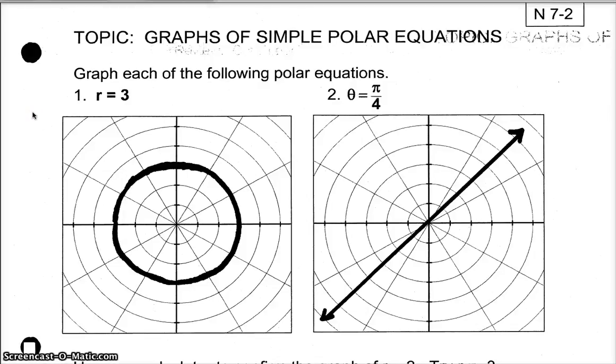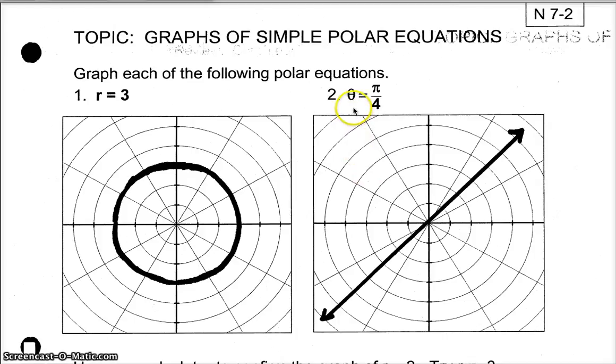The second part of the lesson today is showing you how to graph either circles or lines and how to recognize whether or not it's going to be a circle or a line. So here, if we just have r equals some number, well, that's just saying the radius is equal to a certain value. And if it's a radius equal to a certain value, that means every single point is 3 units away from the pole. So therefore, it has to be a circle with a radius of 3.